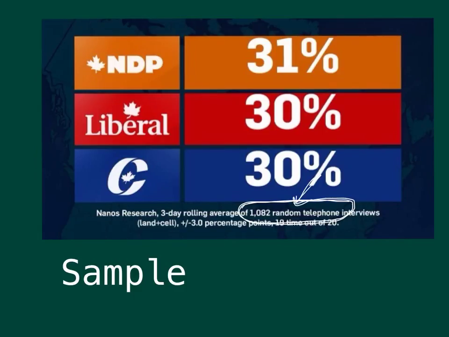So they didn't pick people all from one province, for example, or one city, or from one area in a city. And in all likelihood, it means they didn't pick all men, or all women, or all older people, or all younger people. They probably picked a random sampling of people.